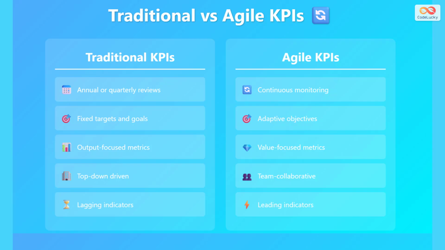In contrast, Agile KPIs embrace continuous monitoring, providing real-time insights into team and organizational performance. They feature adaptive objectives that can shift as priorities and market conditions change. Agile metrics focus on value delivered to customers rather than just work completed. They're collaborative, with teams actively participating in metric selection and interpretation. Most importantly, they balance lagging indicators with leading indicators that help predict and influence future performance.